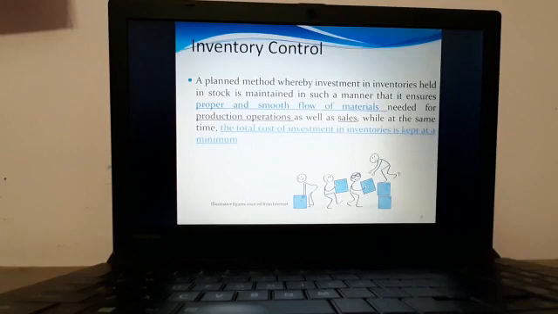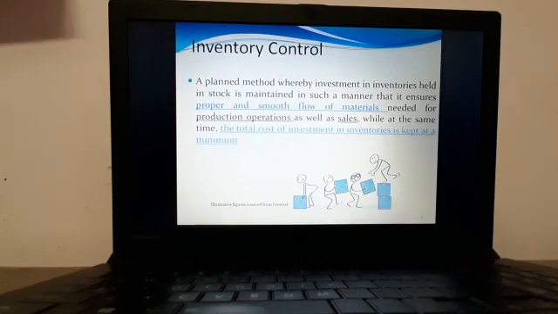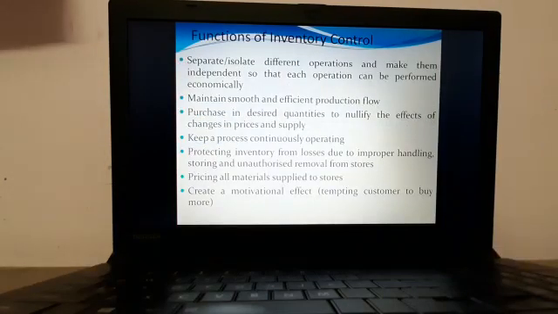Another important factor in inventory control is that the total cost of investment in inventories is kept minimal. So that is also an assurance we can have by doing effective inventory control. So what are the major functions of this inventory control?